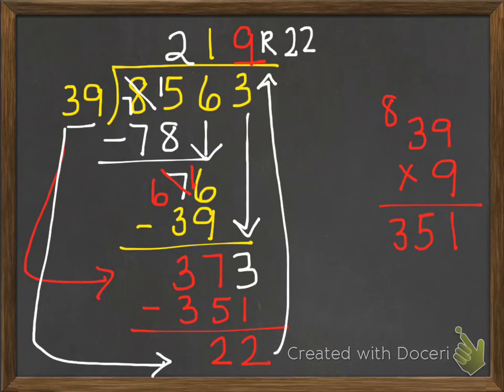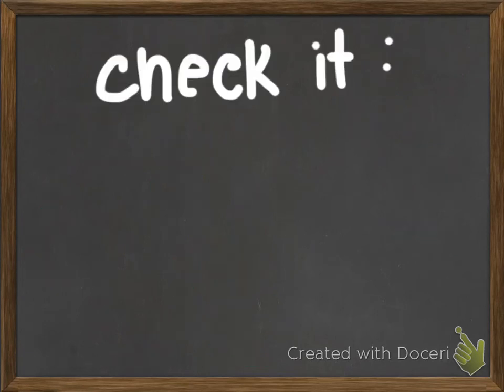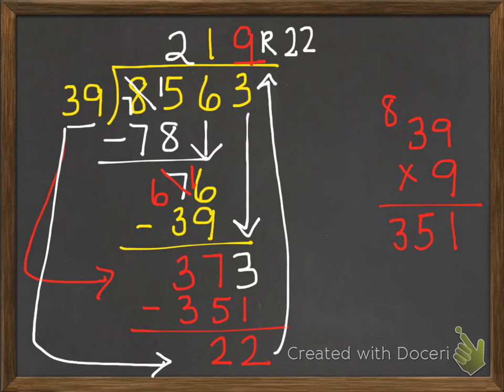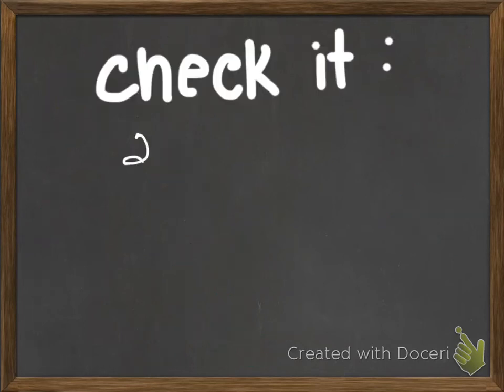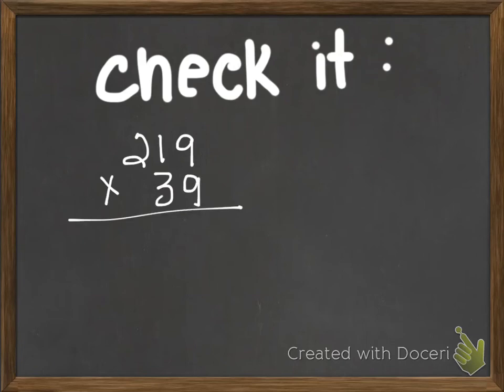Alright, so then the next thing I'm going to do, obviously, is to check it. And to check it, I'm going to take 219 and multiply it times 39. So 219 times 39. 9 times 9, 81. 9 times 1 is 9, plus 8 is 17. 9 times 2 is 18, plus 1 is 19. So I'm done with those.